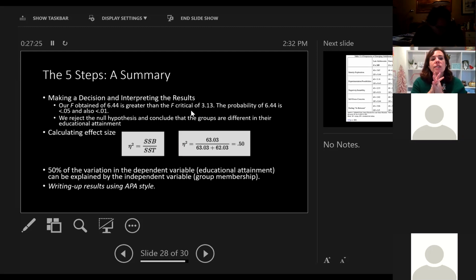So we just know that there is a difference. We don't know which of the groups is most different. We just know that there's a difference, okay? If we wanted to do additional pieces with that, we would then create t-test analyses to get to the bottom of it.